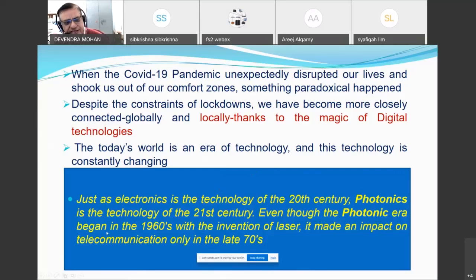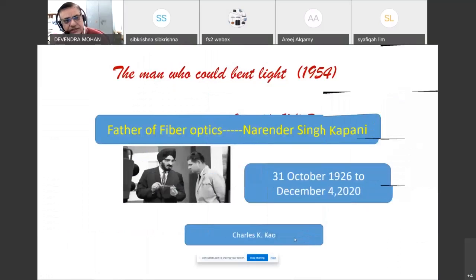Even though the photonic era began in 1960 with the invention of the laser, it had an impact on telecommunication only in the late 70s. So, I would like to dedicate today's lecture to Narendra Singh Kapany, who is known as the father of fiber optics, and who passed away only a few days before, on December 4, 2020. He was the person who could bend light through fiber optics.